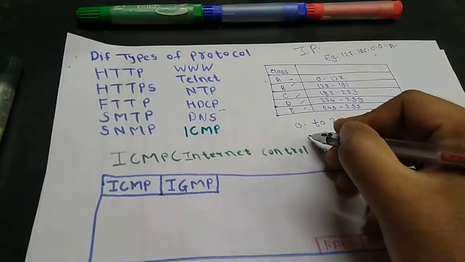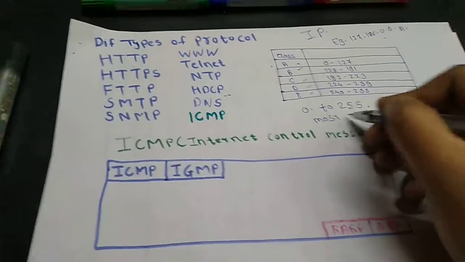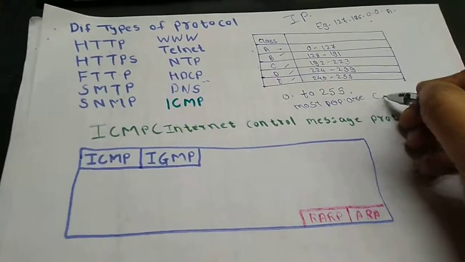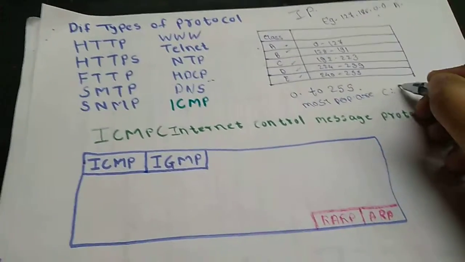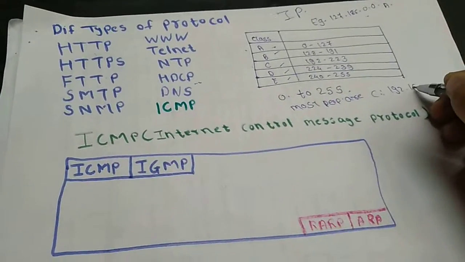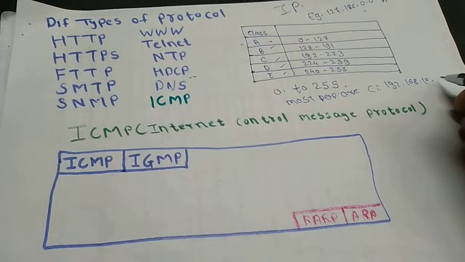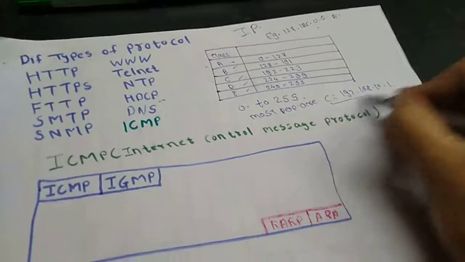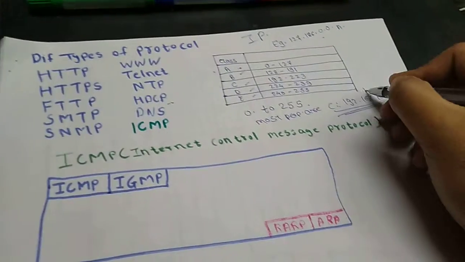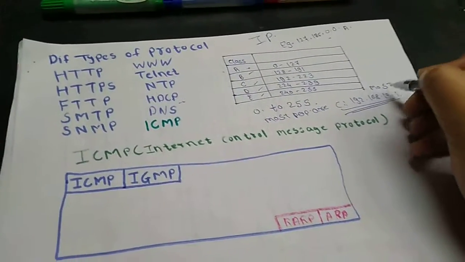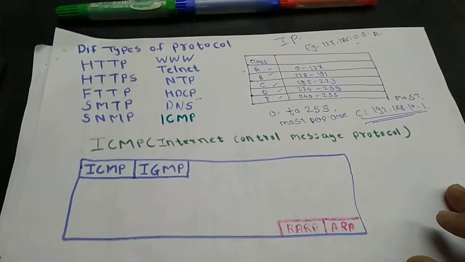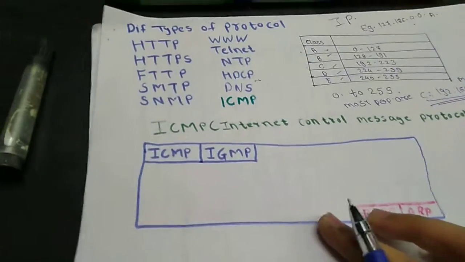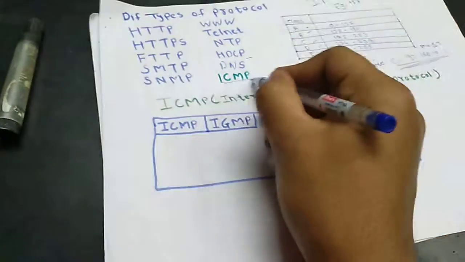Most people use class C, like 192.168.10.1. Most networks can use this type of IP range. So let's move on to the ICMP protocol.